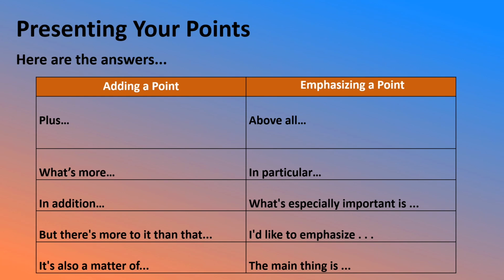Here's a table with 2 columns, adding a point and emphasizing a point. And we put the phrases in under each respective area. Let's take a look at some example sentences to see how this all works.